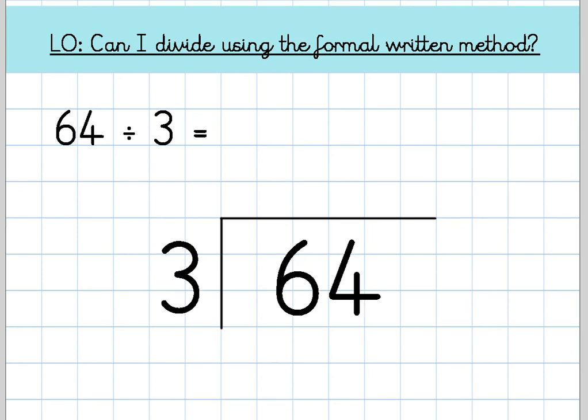We now have 64 divided by 3. How many 3s are there in 6? There's 2 with no remainder. Then, how many 3s are there in 4? There's 1, but we have a remainder, we have left over. And because there's no number here, we're going to put our R for remainder and then a number 1.